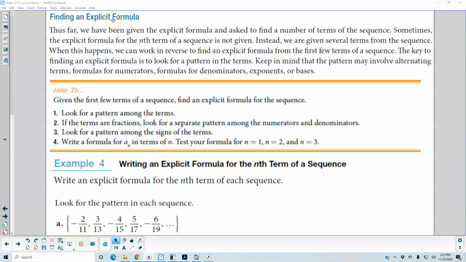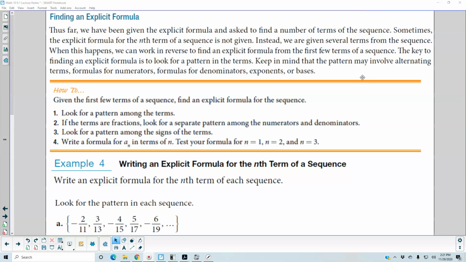Finding an explicit formula. Thus far, we have been given the explicit formula and asked to find a number of terms of the sequence. Sometimes, the explicit formula for the nth term of a sequence is not given. Instead, we are given several terms from the sequence. When this happens, we can work in reverse to find an explicit formula from the first few terms of a sequence.